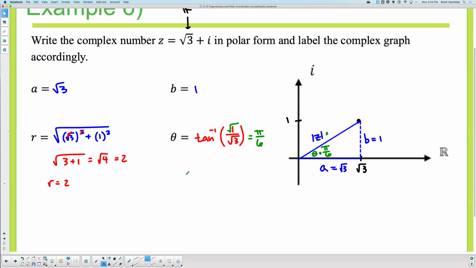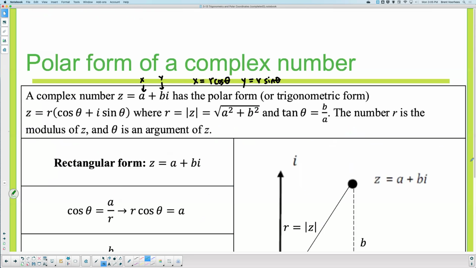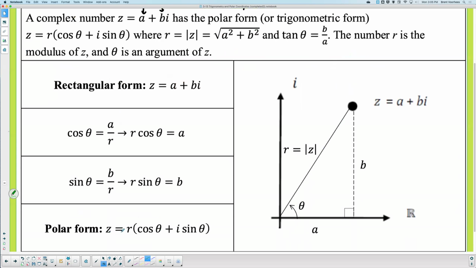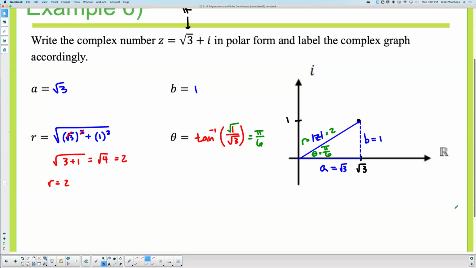And this modulus z would equal to, you know what? I just realized I put r there. I should say modulus z here. Okay, so we're going to write in polar form. So we would use letter r, which is equal to the modulus of z. In polar form, you're going to say z equals r, parentheses, cosine theta, plus i sine theta.